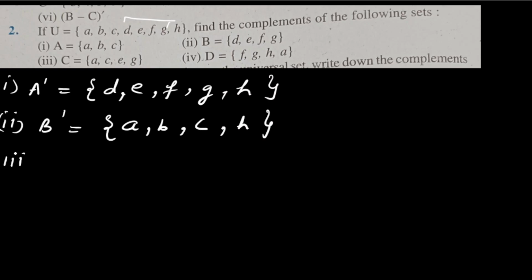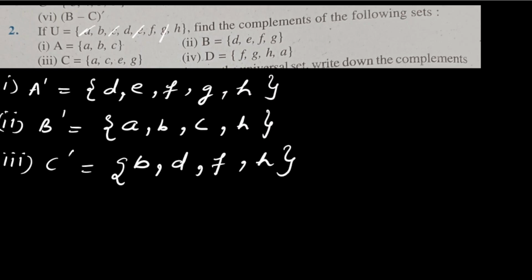Then the third one is C complement. C complement means all the elements of C I don't have to consider. So C has A, so A will not be there. Then it has C also, it has E also, it has G also. So other than these four elements, all elements from the universal set I have to consider. So C complement is equal to B, D, F and H. See, I'm just scratching the elements of C so that it will be easy for us to write.